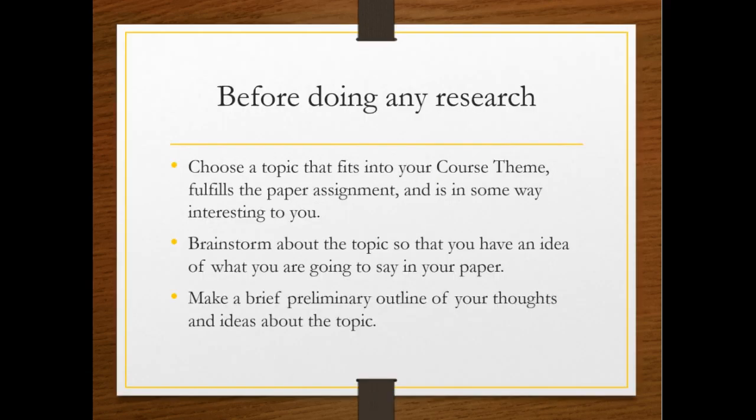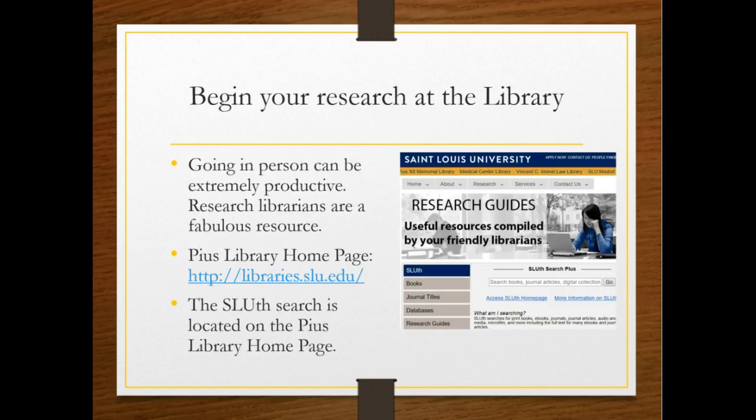Before we do any research, we need to choose a topic that fits into the course theme for this term, fulfills the paper assignment, and is in some way interesting to you as the author. Brainstorm about the topic so that you have some ideas about what to say in the paper, and make a brief preliminary outline of your thoughts so that you're ready to do your research. Then begin your research at the library.